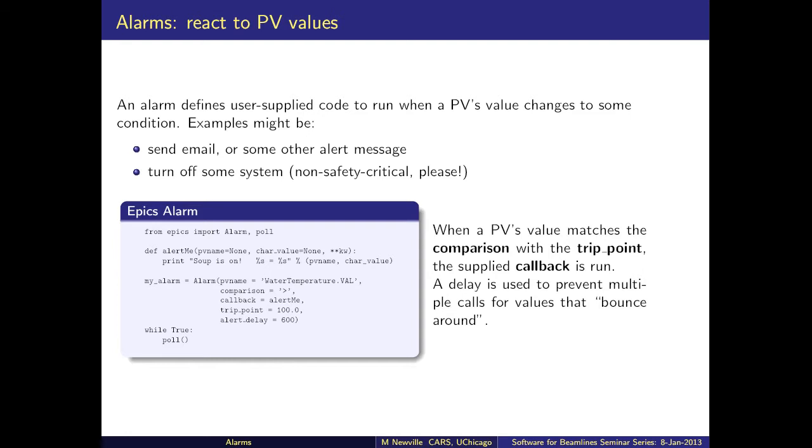Yeah, OK, here. So one more thing that's often convenient is to have an alarm. This is a simple process, a simple script that you could set up for an alarm, and you give a PV and a comparison and a trip point and a callback, and it will do something when the comparison is true. So you could set up an alarm to send email or some other alert, turn off some system or so on, if a PV's value goes out of a good range. And that can be done with a script that's 10 lines long.